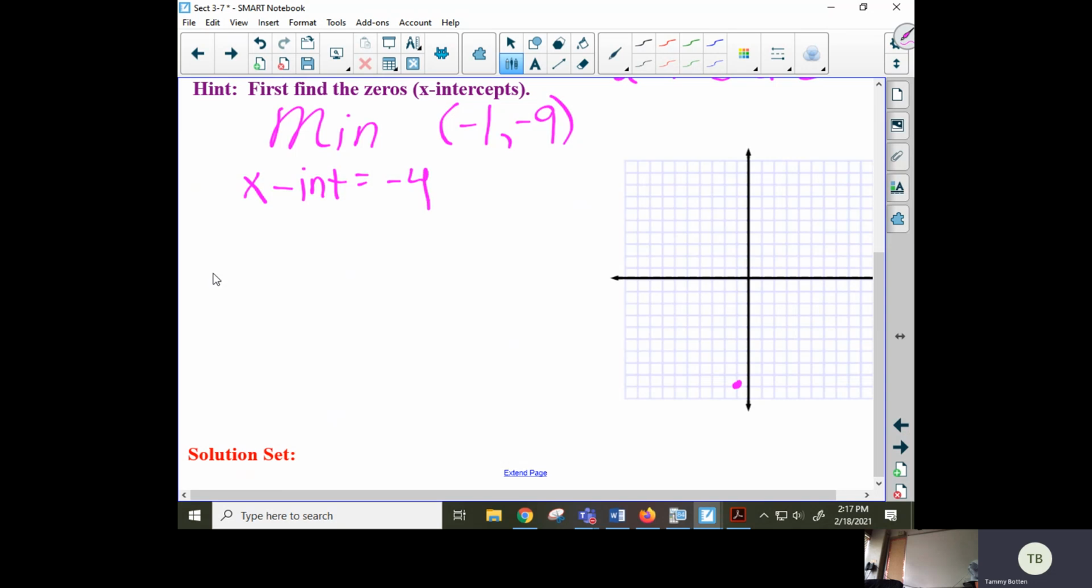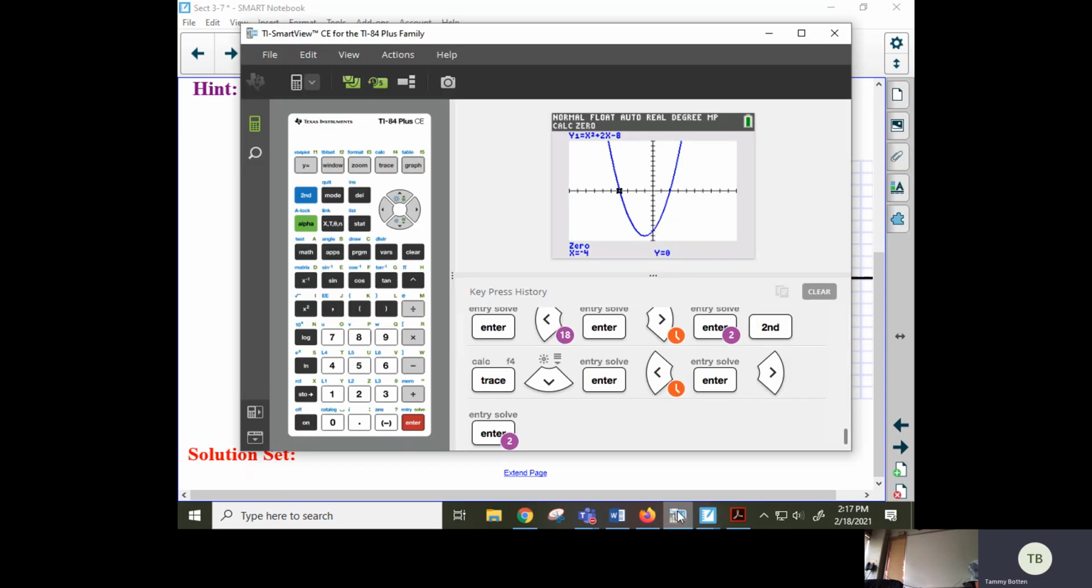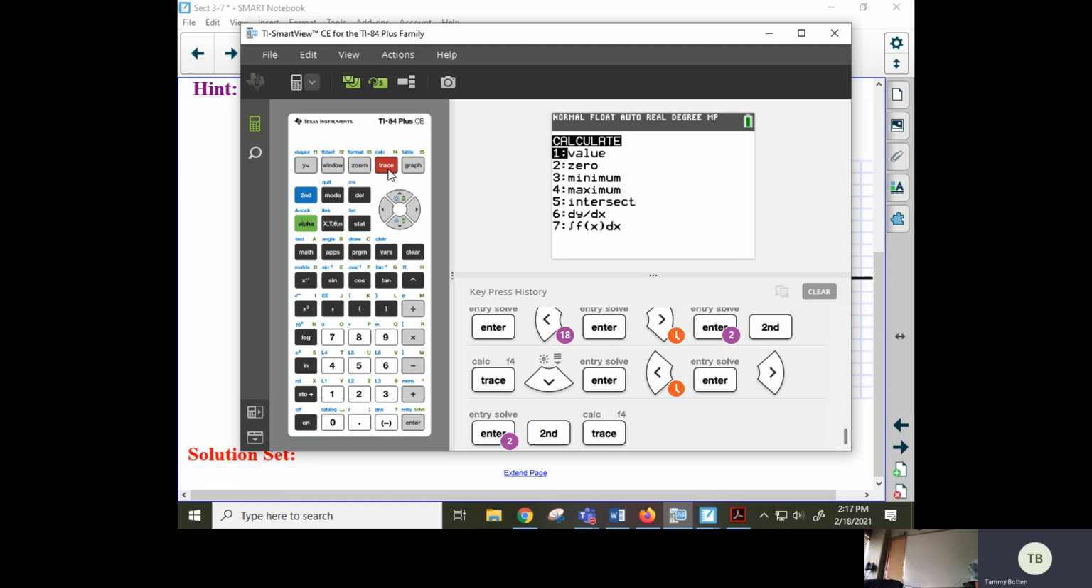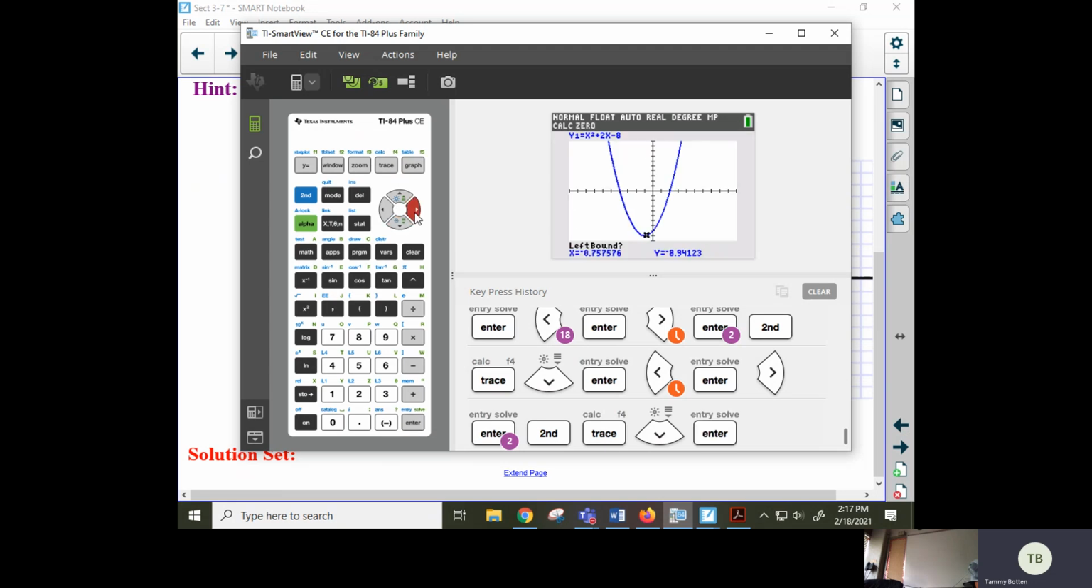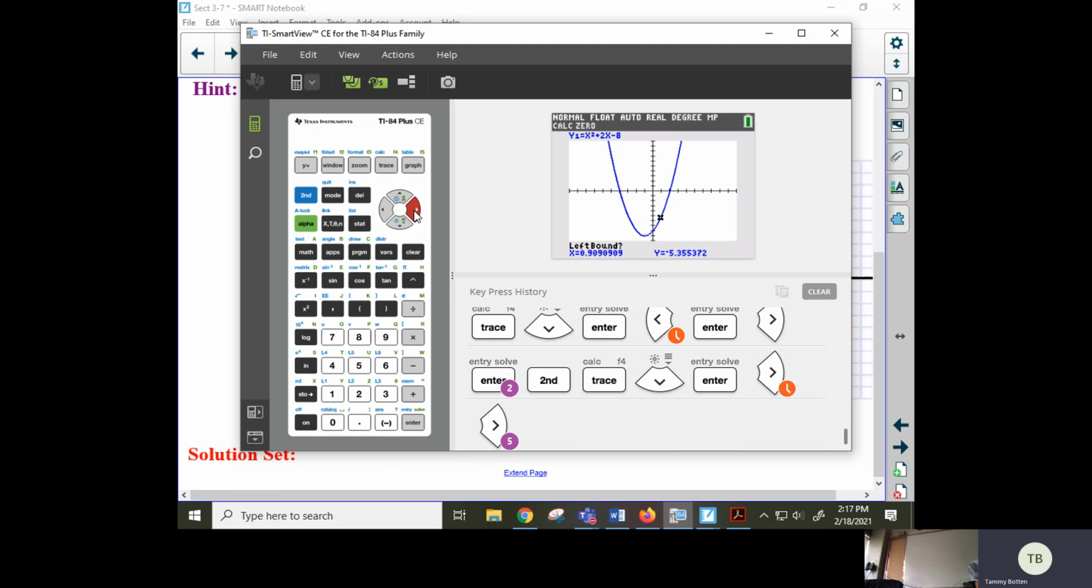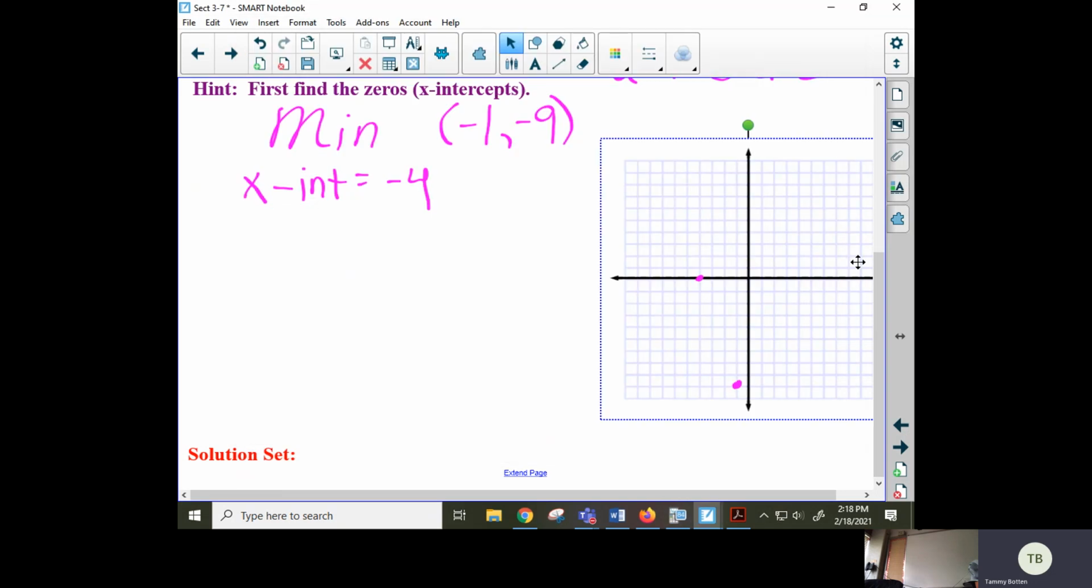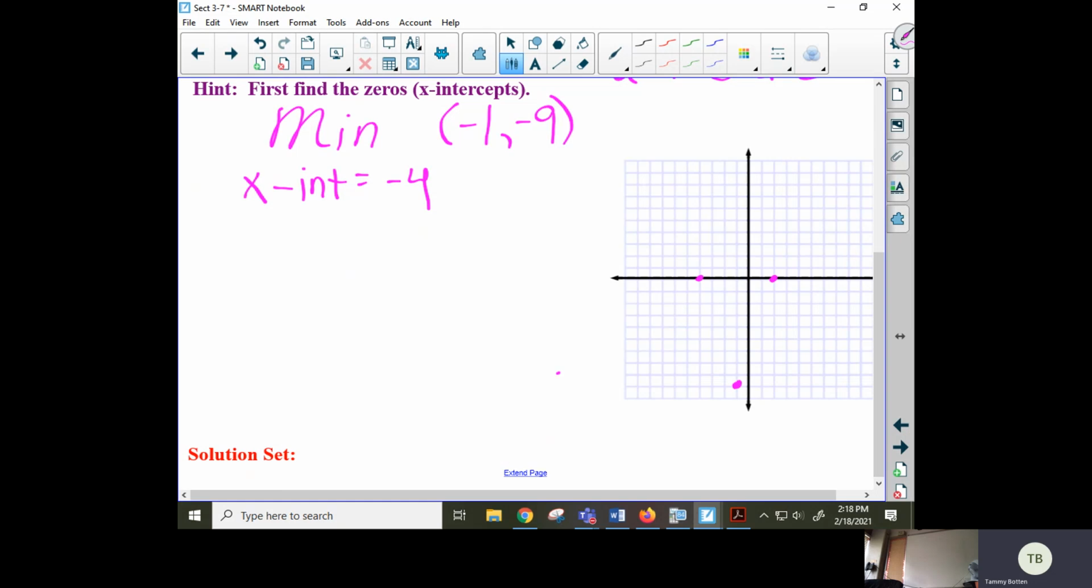So at -4, I have an x-intercept. Then if I go back, I'm going to again go second calc down to 0, and I'm going to move my cursor so it's to the left of the second 0. Move it again so it's to the right of the second 0. Guess, just hitting enter, and that is an x-intercept at 2. So what that tells me then is it goes through my x-axis at -4 and 2. This is part of your answer, okay?